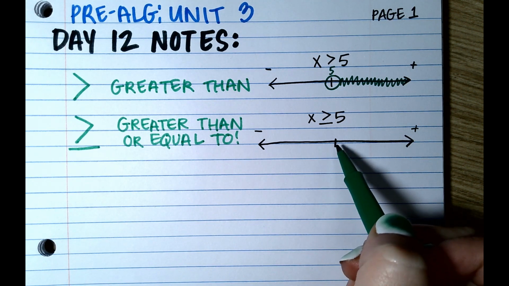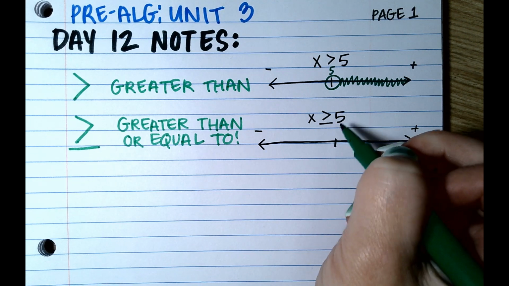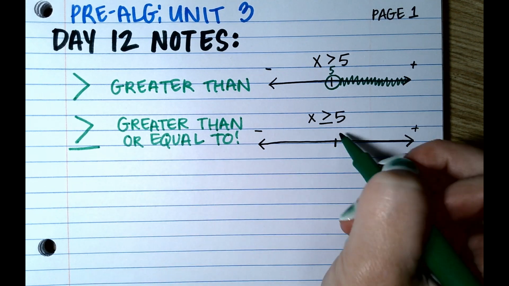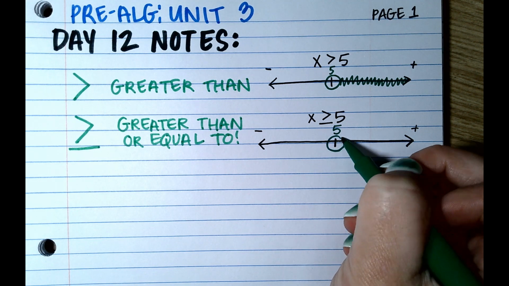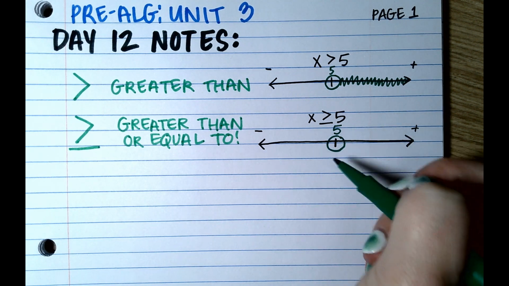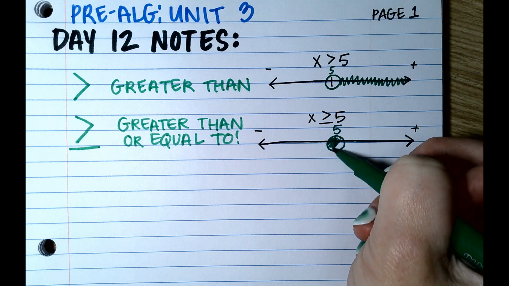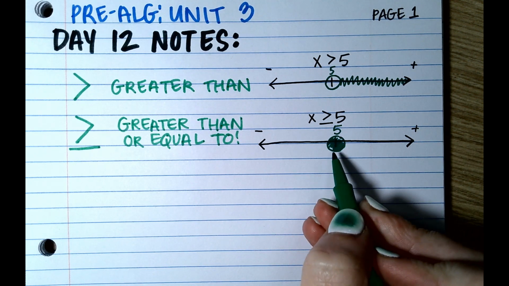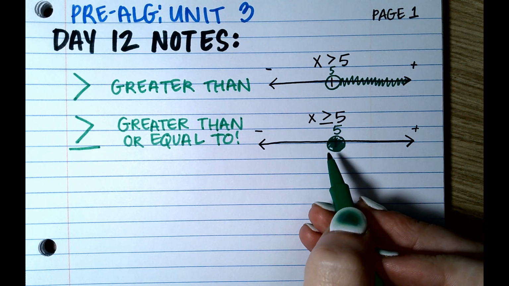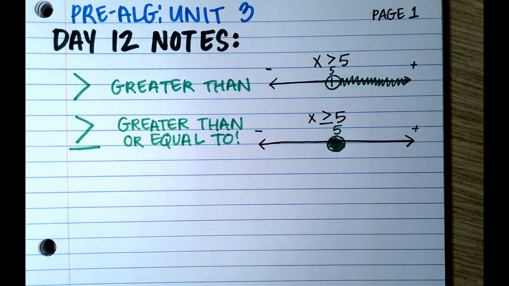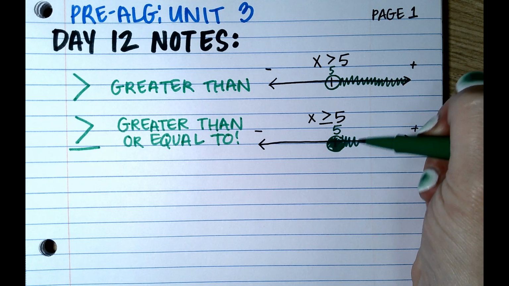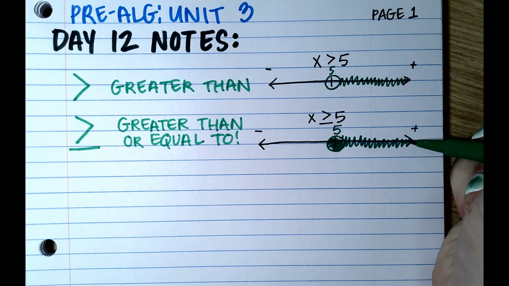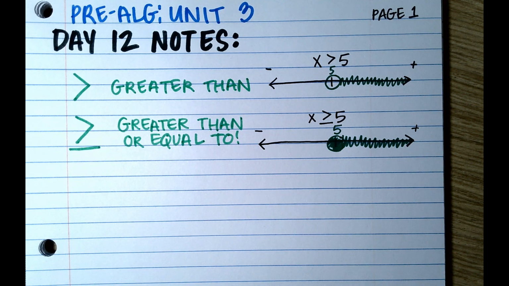Say that again. The only difference is now for the equal to, we're going to write the 5. We're going to circle the tick mark, and just like Ayana said, we are going to color the circle in because now 5 can be an answer. So we color it to show that it is included. That's the only difference. Everything is exactly the same. We still shade to the right. That's not too crazy. We just color it.